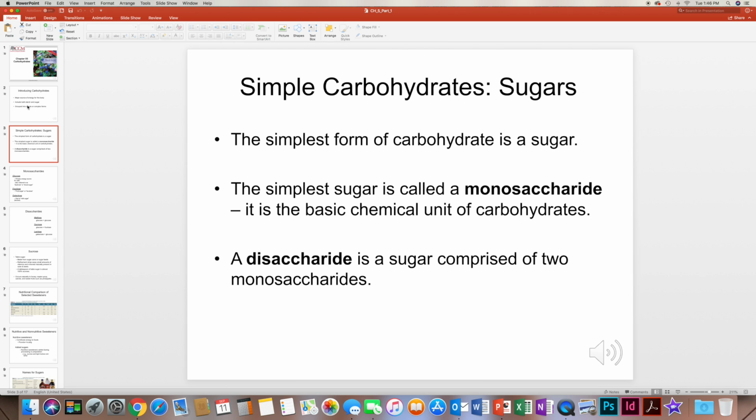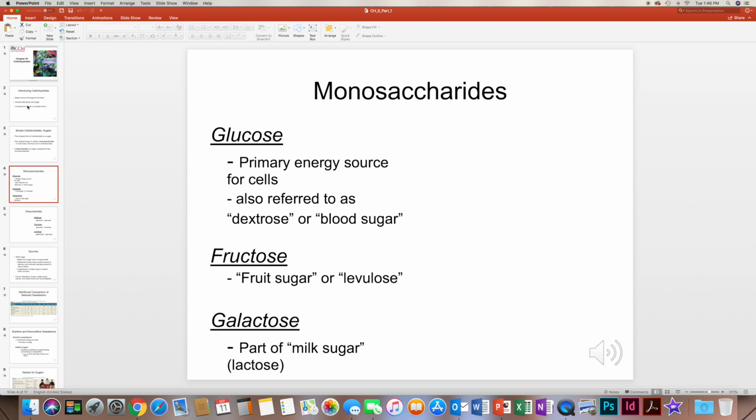Simple forms of carbohydrates is sugar. So a monosaccharide is a sugar. It's the basic chemical unit of carbohydrates. A disaccharide is a sugar that has two monosaccharides. So simple sugars are not as healthy for us as complex sugars. Different types of monosaccharides are glucose, which is blood sugar, fructose, which is fruit sugar, galactose, which is part of milk sugar or lactose.